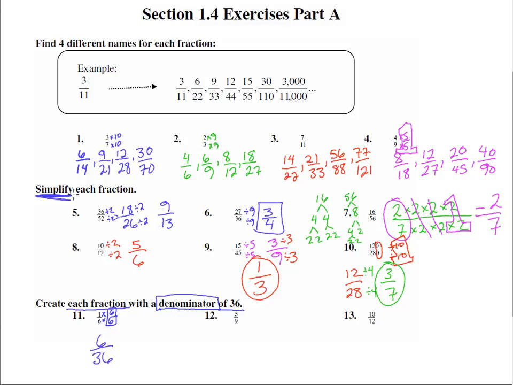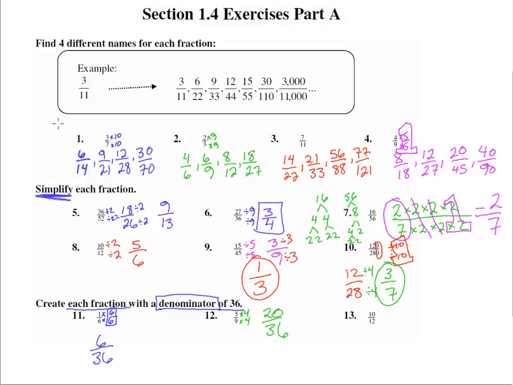All right, next one, number 12. We've got to create this with a denominator of 36. That means we have to times the 9 by something to get it to be a 36. Times by 4, times by 4. So that it becomes 20/36. Yeah, so this idea of getting new names, we can get a very specific name if somebody tells us to.